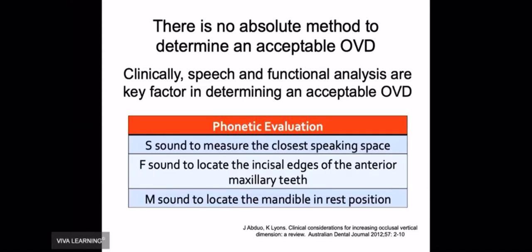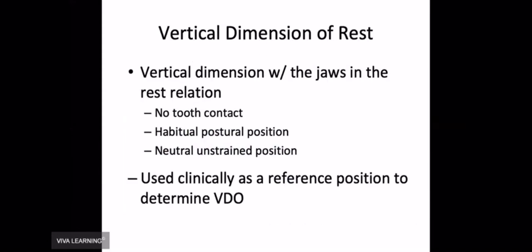At rest. Okay, so let's look at these sounds. Vertical dimension of rest. What is it? It's the relationship of the jaws at rest with no tooth contact, habitual postural position. It's a neutral, unstrained position.